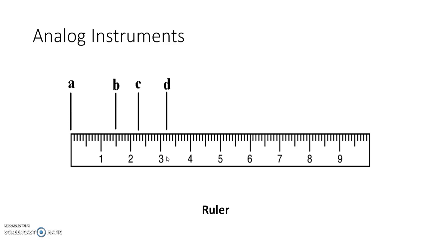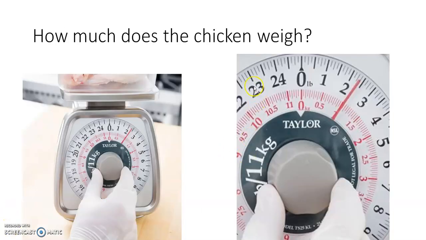All right. So the next thing that we're going to talk about is a scale, called a bench scale, okay? And as you can see, it's analog. You have to judge between the lines just like you would with a ruler. So how much does a chicken weigh? They have some chicken on there, and I want to know how much it weighs. So if you look, the black numbers are in pounds, and the red numbers are in kilograms. Okay, it's a little easier to see right here.